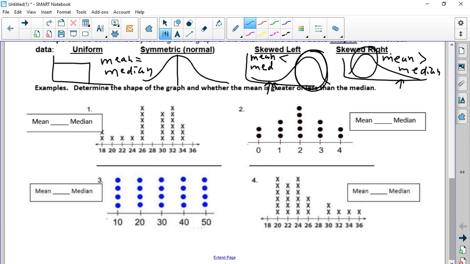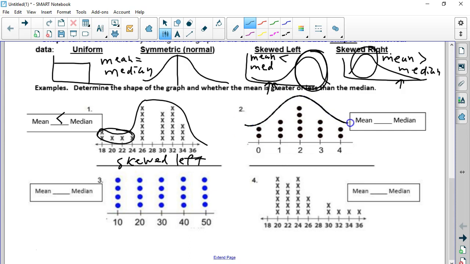Okay, so determine the shape of the graph and whether the mean is greater than the median. Well, on this one, if you kind of look at it like this, where is the bulk of the information? The bulk of the data is to the right, okay? But there are a few down here pulling to the left. So that is skewed left. In that case, the mean is less than the median. So the average is being pulled down by those few on the left.